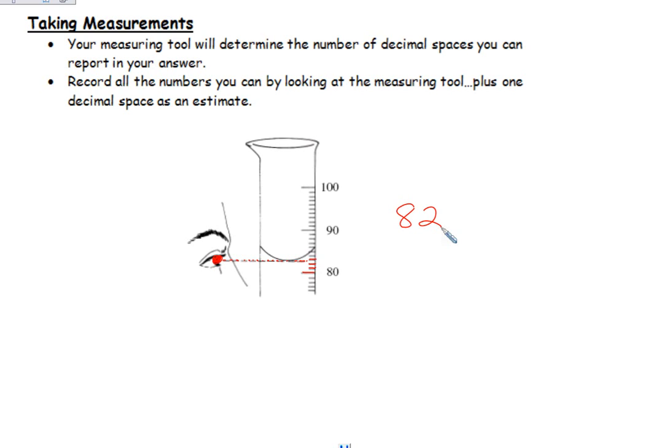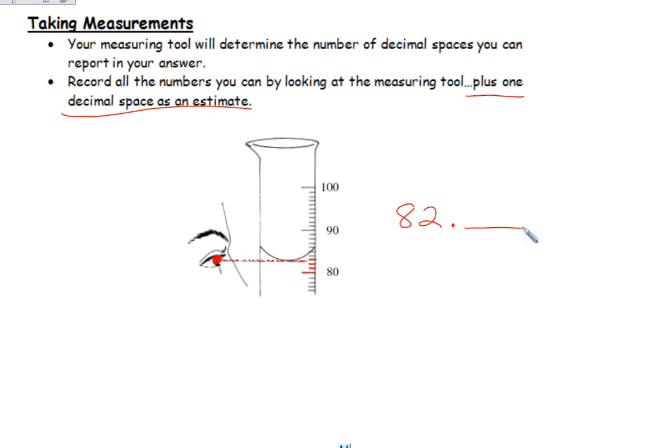Okay, so now here's what makes this a more sophisticated measurement. In biophys or physical science, maybe that was good enough. Not in chemistry. You get to record all the markings on your graduated cylinder or your ruler plus 1 decimal spot as an estimate. Okay, so we're going to say 82 point something, which is probably what your gut was thinking.